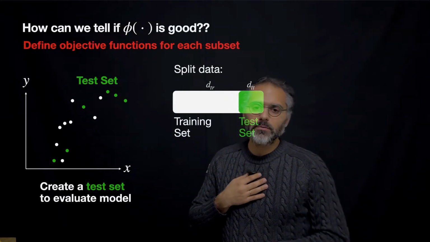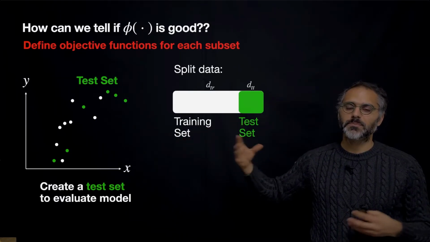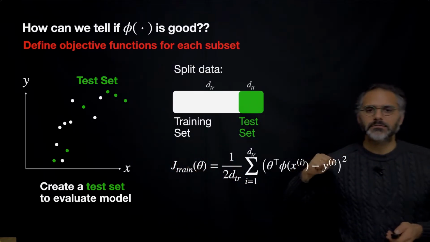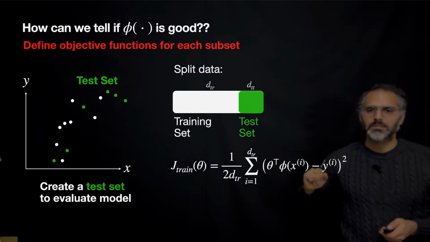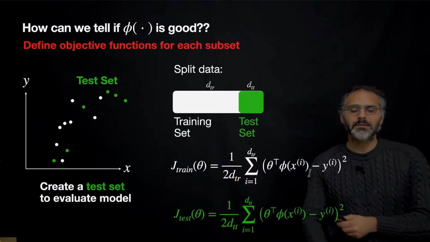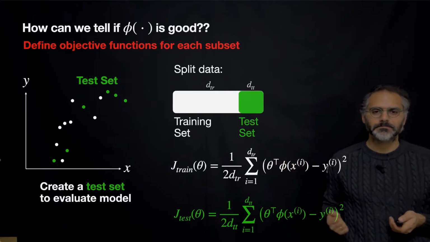All right, so one way to do it is you start with a training set and a test set. You split the data in two, and then you quantify J train, right? This is prediction minus true, and then squared. And you do the same thing for the test. So how do you use these two functions?